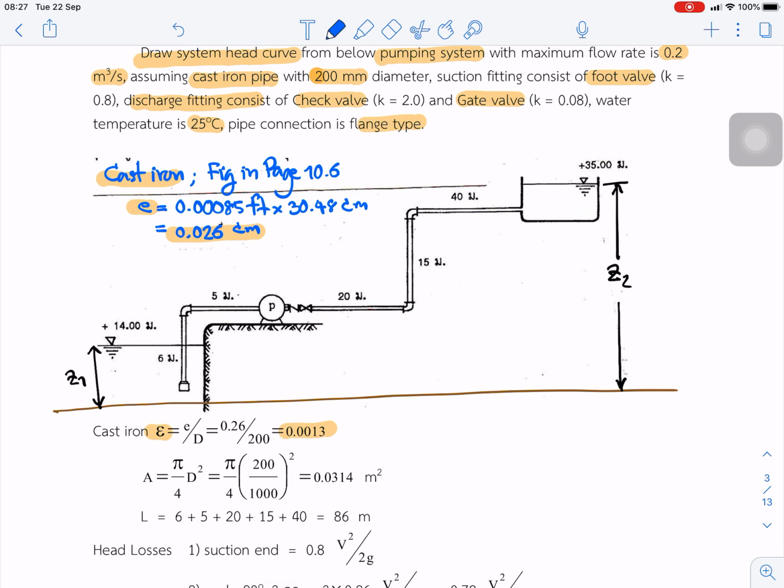And from what is given, we can write down here that K for the foot valve is about 0.28, and K is about this value for the elbow, and K for the check valve is 2. K for the gate valve is this value, and K for the exit is about 1.